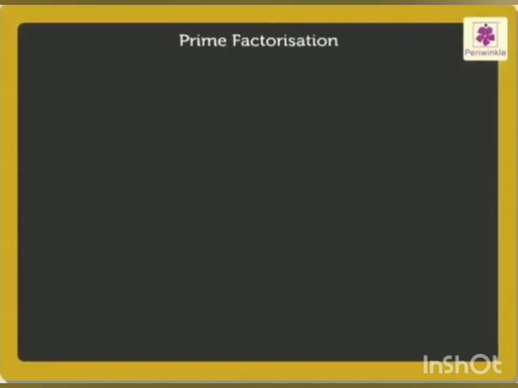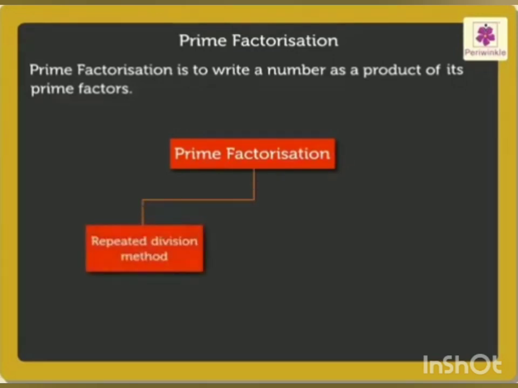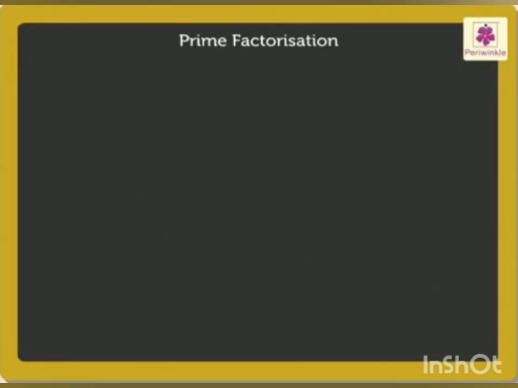What is prime factorization? Prime factorization is to write a number as a product of its prime factors. There are two methods to find the prime factorization of a given number. 1. Prime factorization by repeated division. 2. Prime factorization by building a factor tree. Let us learn them one by one.